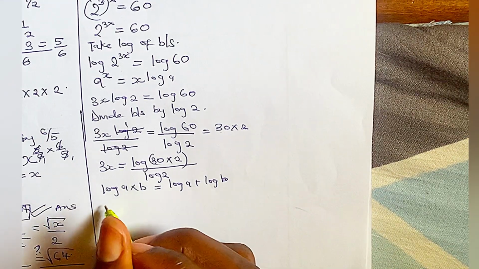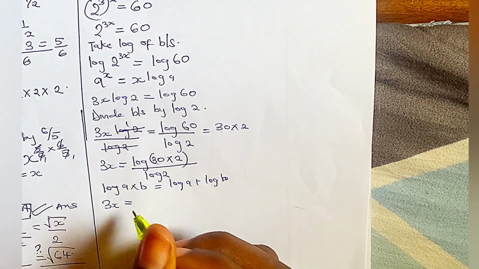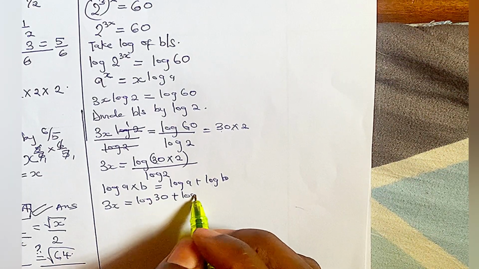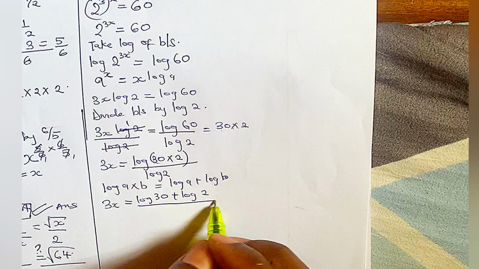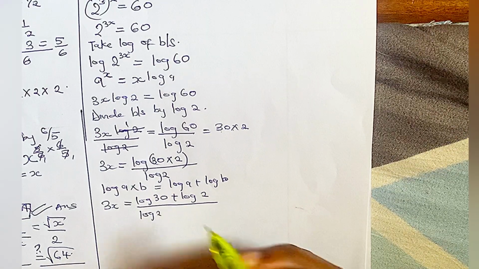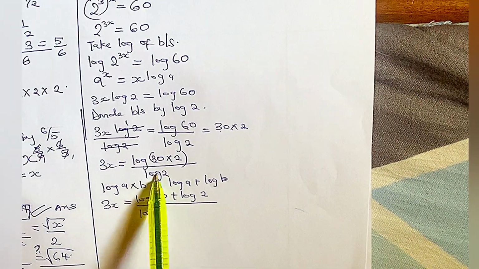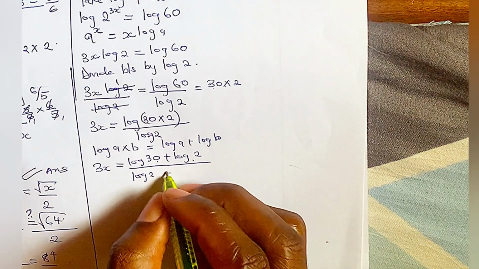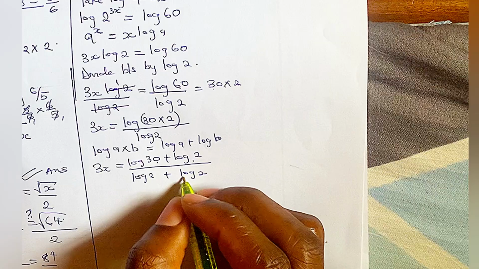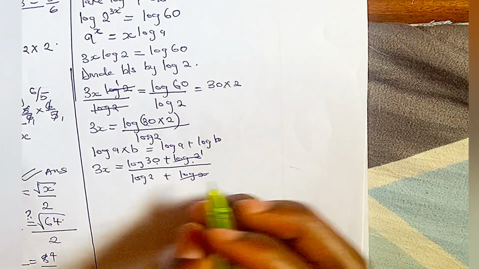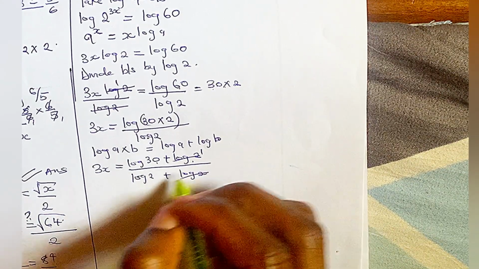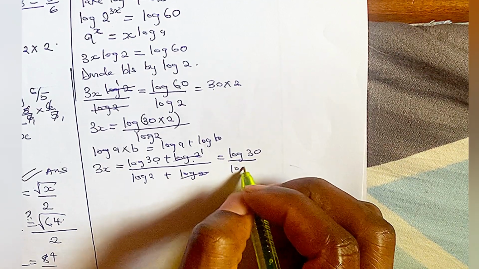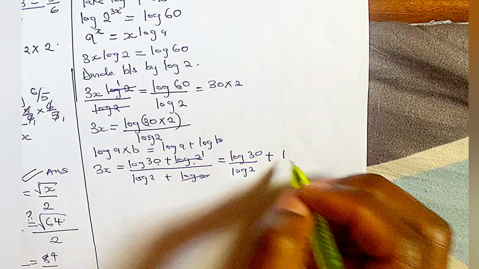All right, so this becomes 3x is equal to log 30 plus log 2 all over log 2. Now, this denominator is for both log 30 and log 2, so plus log 2. Log 2 cancels log 2, we have 1. Then we are left with what? That is equal to log 30 over log 2 plus 1.